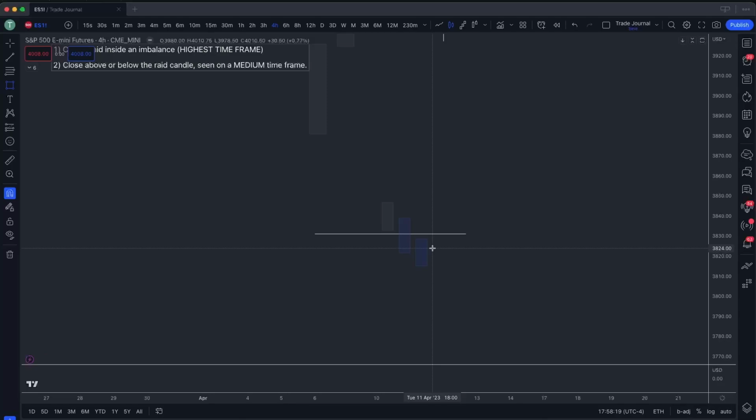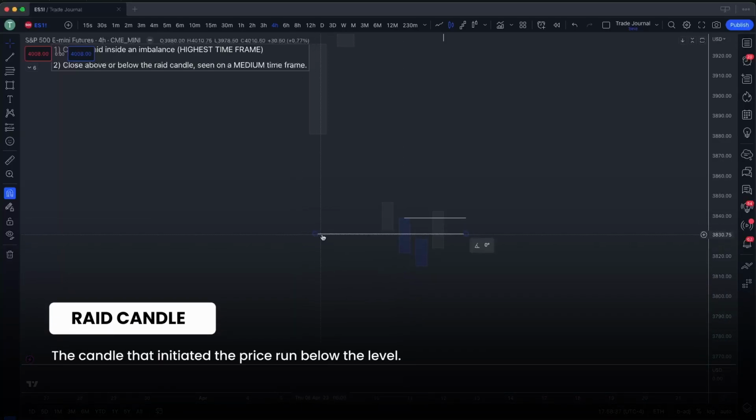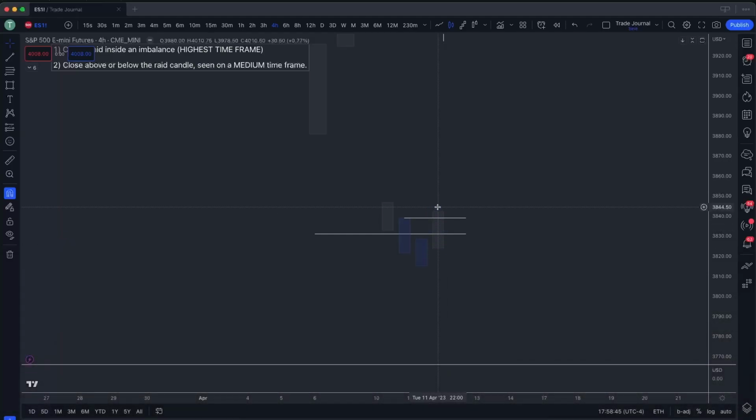But eventually what we want to see on this medium time frame is a move back up with ideally a close above the raid candle's high. So this is the first candle that probed below this low. And then after a brief period of trading down below this level, we get a candle close above. And it can close like that, or you can see something like this where this one closes above. So it can be seen in a number of different ways.